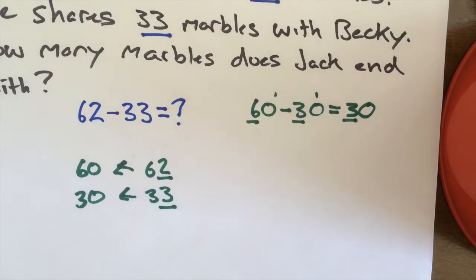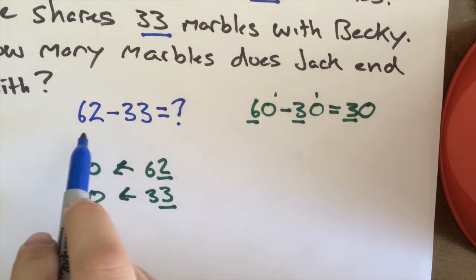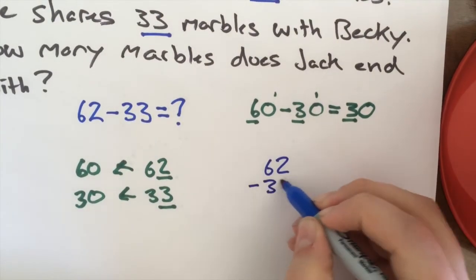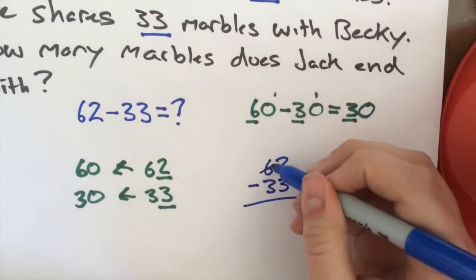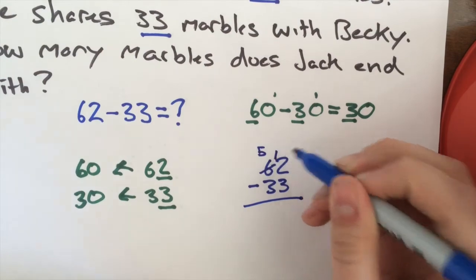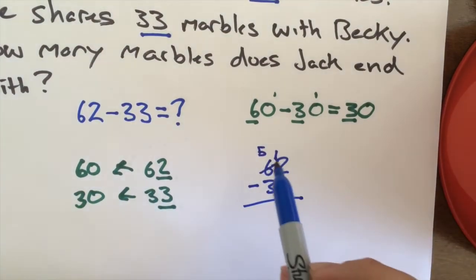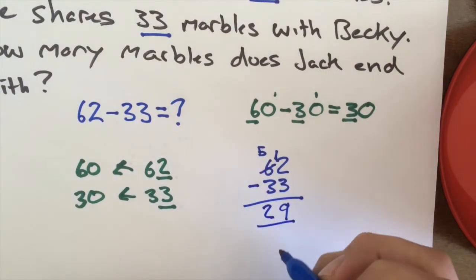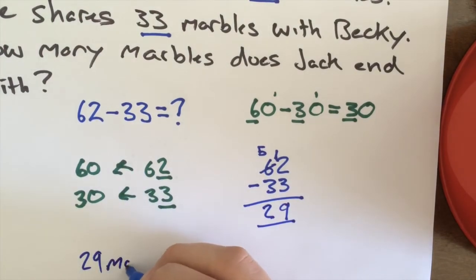So why did we do this? Again, we did this so we can find an answer close enough to the original answer. Let's solve our original problem. 62 minus 33. We're going to have to do some carrying and borrowing. 12 minus 3 is 9. 5 minus 3 is 2. Our answer is going to be 29 marbles.